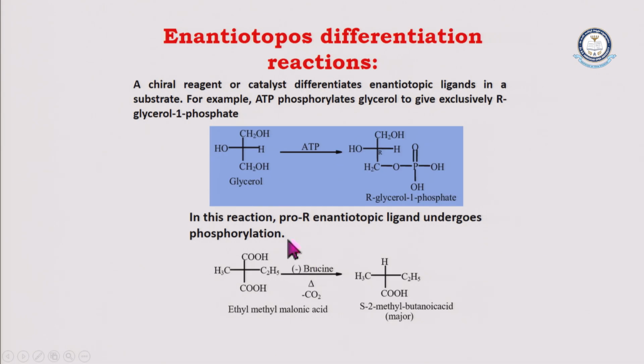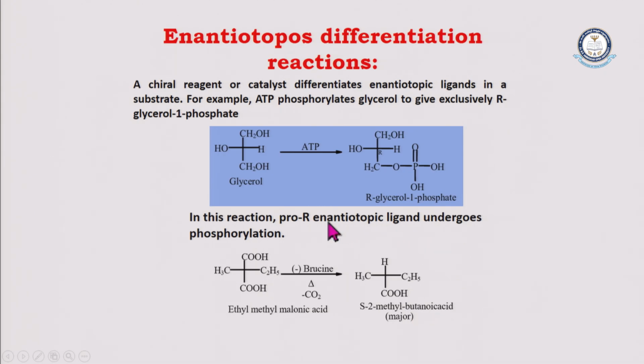Another example is ethyl methyl malonic acid with brucine. Brucine is a natural product. It undergoes a decarboxylation reaction and forms S-2-methylbutanoic acid as the major product here.